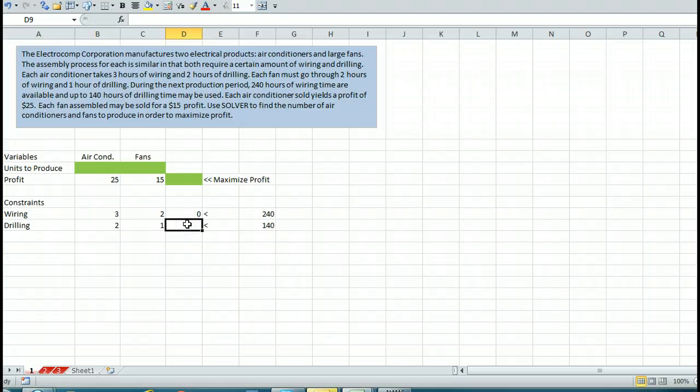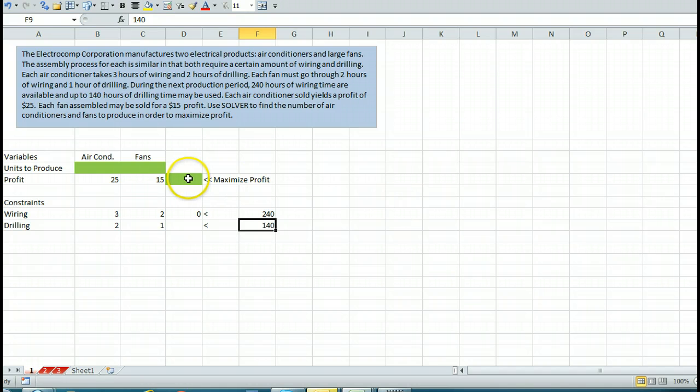We're going to make a similar formula for drilling. Every air conditioner requires 2 hours of drilling. Every fan requires 1 hour of drilling. So we're going to take the units times the number of hours for each one and sum those, and put the formula here. Then I've got this less than symbol, meaning this number needs to be less than 240. This number needs to be less than 140.